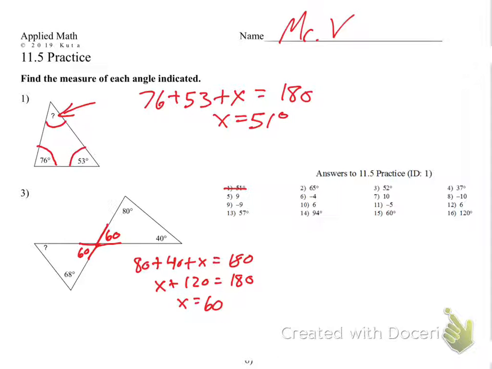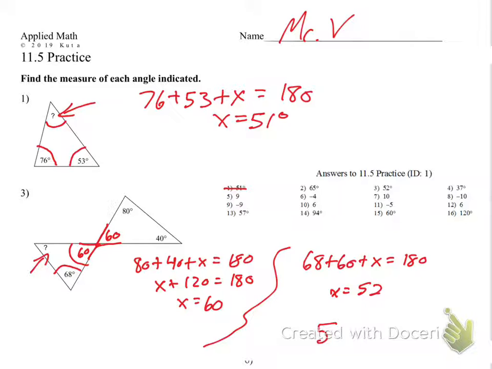Now, I know two of these angles, and I can do the same step again to find the angle in question. So I'm going to do 68 plus 60 plus, we're going to call this one again x because we don't know what it is. It's equal to 180. And then I'm going to do 180 minus 68 minus 60. That'll give me 52. So my final answer is going to be 52 degrees.